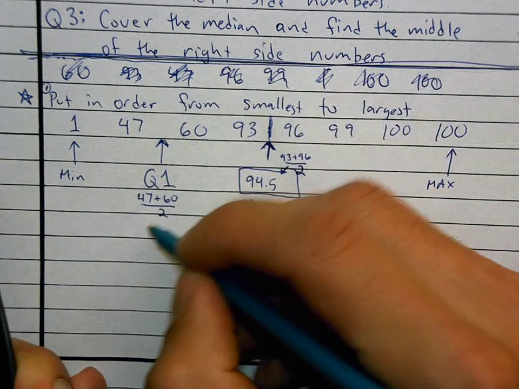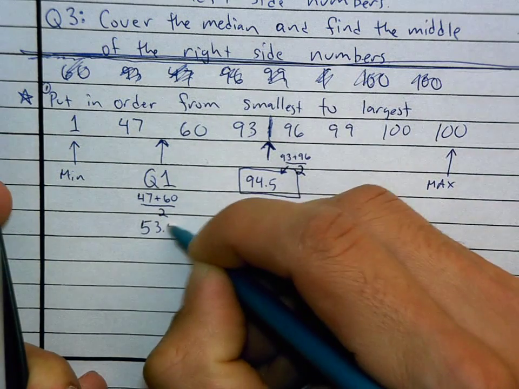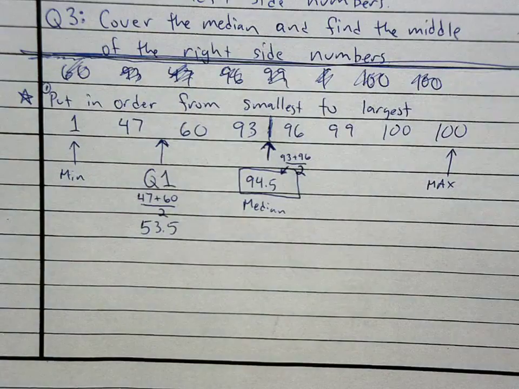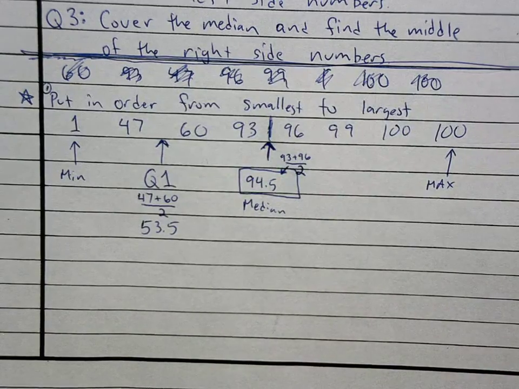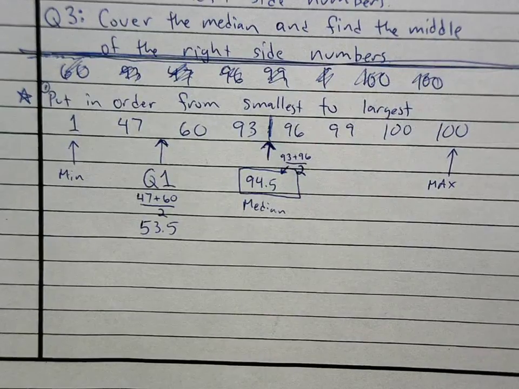I'm getting that is 53.5. That's our first quartile. Sounds so official when we say quartile. If that's how we found the first quartile, do you know how you're going to find the third quartile?